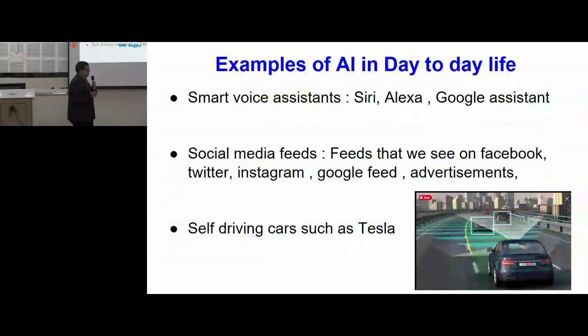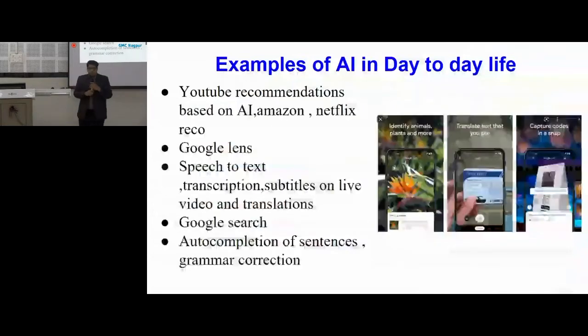Self-driving cars, Tesla. It can detect at how much distance a certain car is, if there are some animals standing there, what the signal is. So this is all based on computer vision, Tesla cars. Then YouTube recommendations are based on AI, Amazon recommendation, Netflix recommendation. If you see a certain movie, you see a lot of recommendations shown to you. These are based on artificial intelligence.